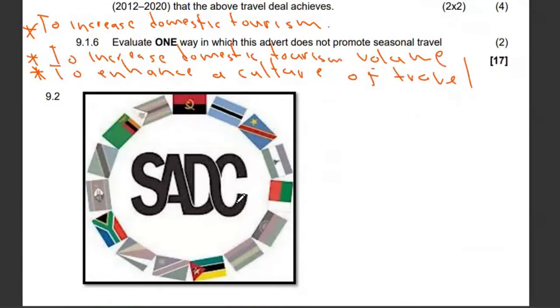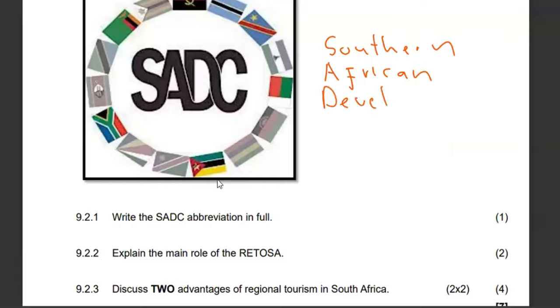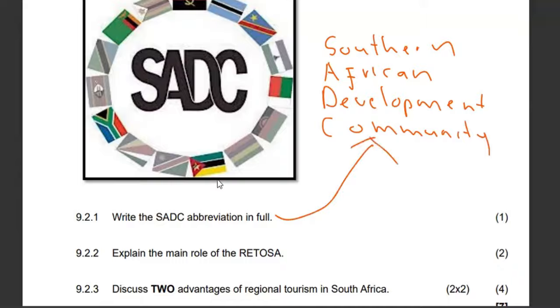The 9.2, we do have the SADC. Then we have various flags of various countries which belong in SADC. So SADC, the abbreviation of SADC, stands for Southern African Development Community. So that is the definition of SADC.